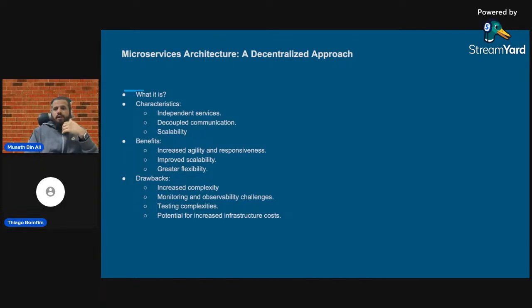So in brief, microservices are an architecture style where an application is decomposed into a collection of independent, loosely coupled services, as we said. Each service is focusing on a specific business capability.